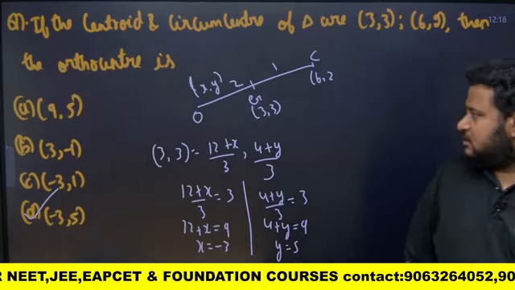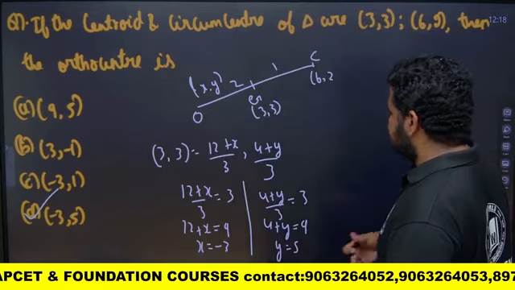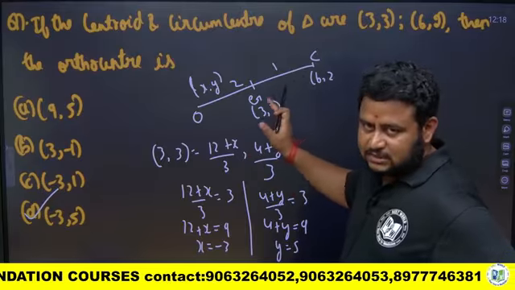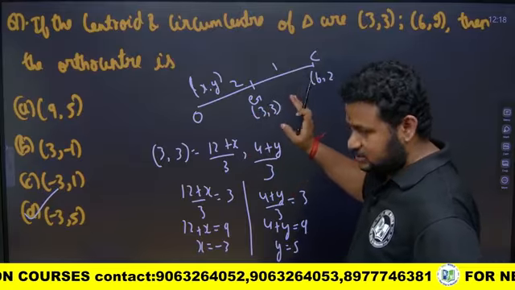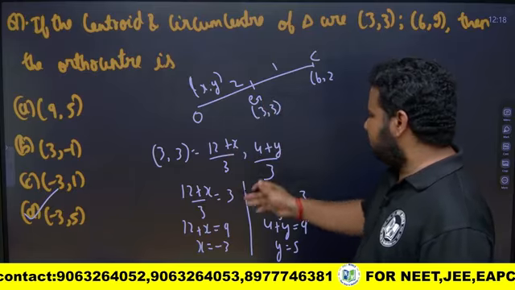That is the coordinates of the orthocenter. Very simple, by using the concept of centroid: the orthocenter, the centroid and the circumcenter lie on the same line, and the centroid divides them in the ratio 2:1. Then use the section formula and find it.